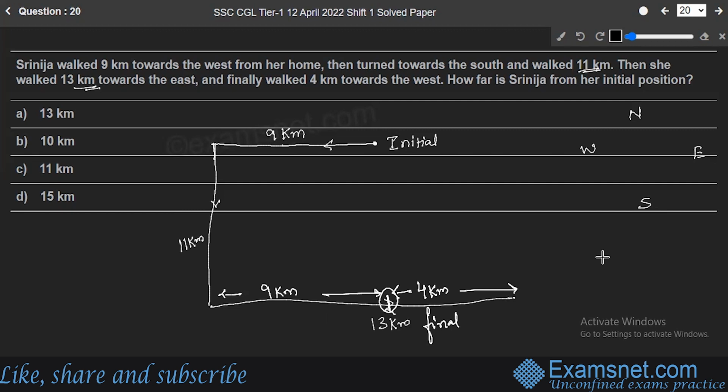Now, I'm repeating the whole thing. Srinija walked 9 kilometers towards the west, so she started from here and walked 9 kilometers in this direction. Then she walked 11 kilometers south. She walked 13 in the east direction, and then she came back 4 kilometers. So she is at this position. This is 4 kilometers and the remaining is 9 kilometers. Now the question is, how far is Srinija from her initial position? So this is her distance, right?